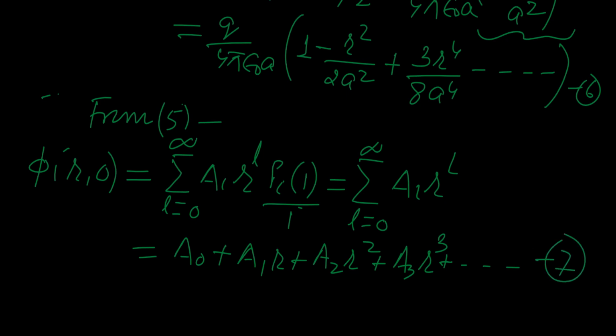Now see, we have two expressions for the same potential. This is also phi of r0, and this expression also represents potential at r0. So we can equate or compare these two equations, and after comparing the different powers of r in these two equations, we can find the values of different coefficients. So comparing 6 and 7.